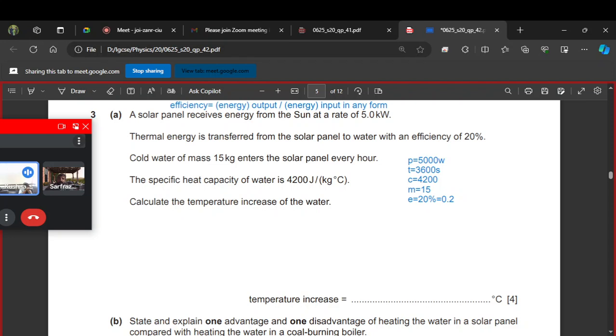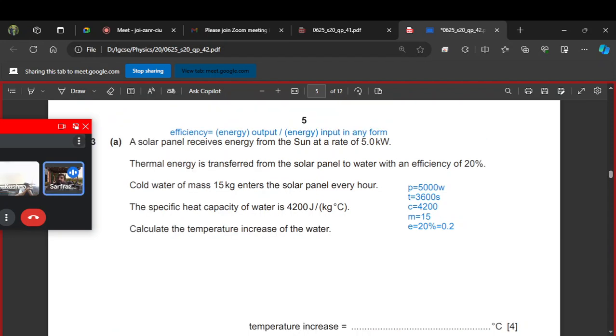20%. For your help, you will use this formula which I have written. How output, then, of an input? Yes. Then how will you calculate output energy and input energy? First, you just find out energy. So we've been given power, and we've been given time, every hour. Power, specific heat capacity, mass, and efficiency. These five things are given.